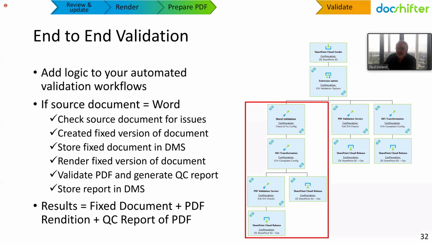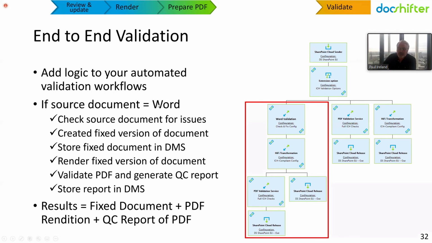Combining the two, though, you can actually end up with an end-to-end validation process. You could take from the beginning, from the source document, you could add some automation or some logic to a workflow and say, depending on the type of file, if it's a Word file, take one route through the workflow. If it's PDF, take a different route, and everything else, take another route completely.